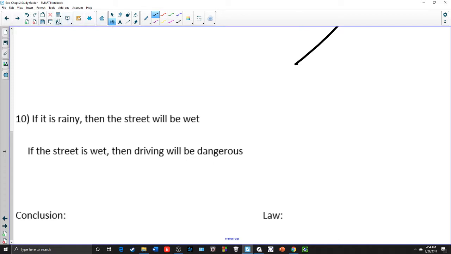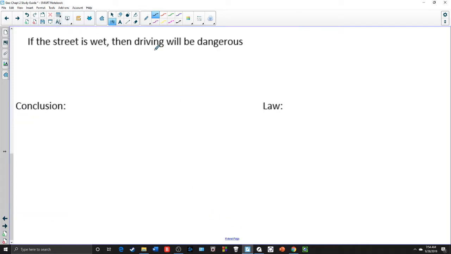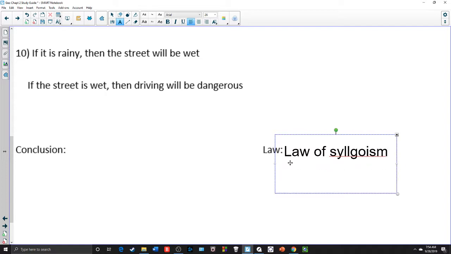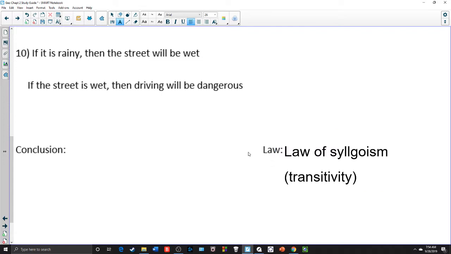Number 10 deals with when you have two if statements. And if you have two if statements, that means that your law, if it's going to work, is the law of syllogism, also known as transitivity. Or syllogism, as I believe it's called. I probably misspelled that, so that's my mistake. So if you have two if statements, this is the law that would be used. So let's see if it's actually going to work this time.